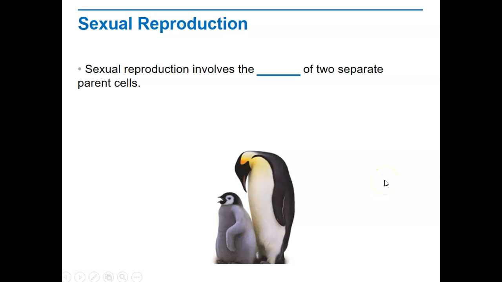All right, now sexual reproduction involves the blank of two separate parent cells. And the word that goes in there would be fusion. So for humans, this would be a sperm from the male and an egg from a female. And that sperm and egg will come together and make one new cell. And that's called fusion.